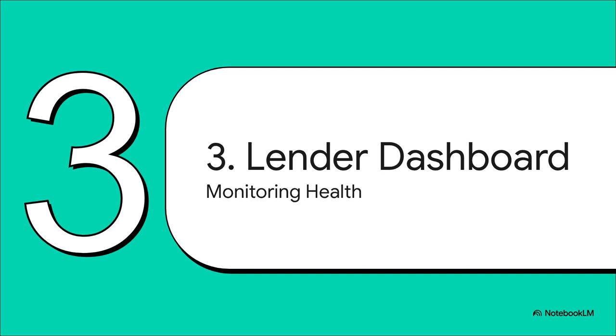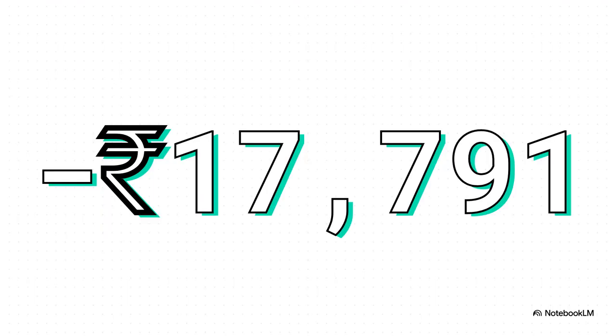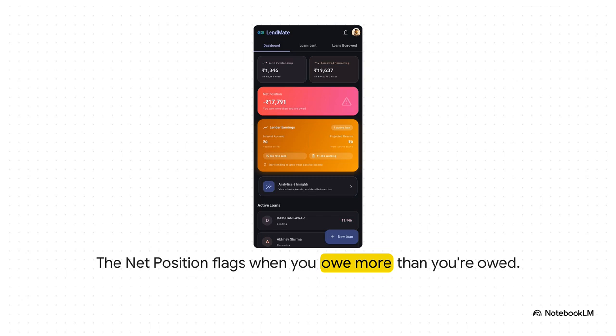Okay, Part 3. Your active lender dashboard. Imagine waking up, opening your app, and seeing this specific bright red number just staring right back at you. Negative 17,791. Yikes, right? Well, this is the net position on your dashboard.